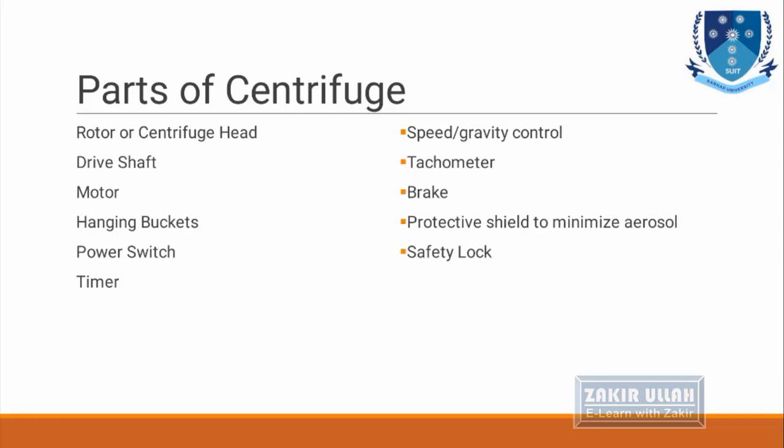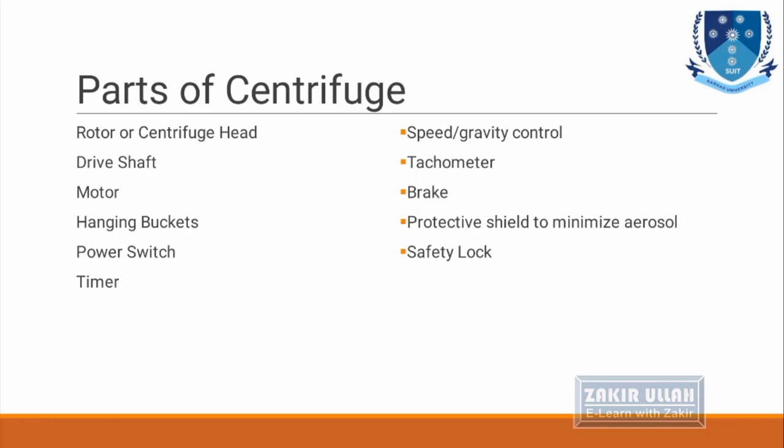Then there is another part, which is the on-off switch. Then we have a timer which shows us for how much time a sample is to be centrifuged. Another thing is the speed or gravity control, on which we can change our speed, how much speed is to be achieved by the centrifuge. Then there is another instrument called the tachometer. This tachometer shows us the speed of the centrifuge.